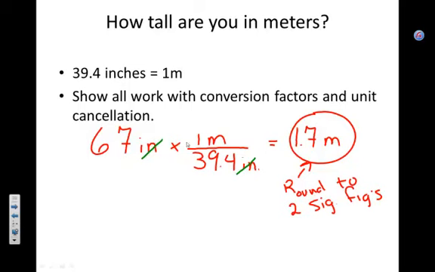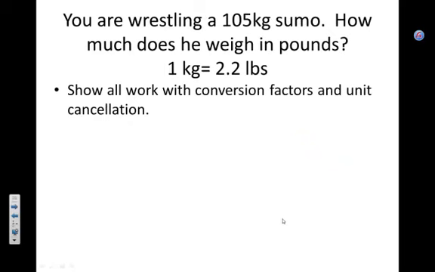For the most part, we're not going to allow our conversion factors, unless there's something that we actually measured, to affect our overall sig figs in our answer, but our starting value almost always will. You're wrestling a 105 kilogram sumo. How much does he weigh in pounds? And we know from earlier that a kilogram equals 2.2 pounds.